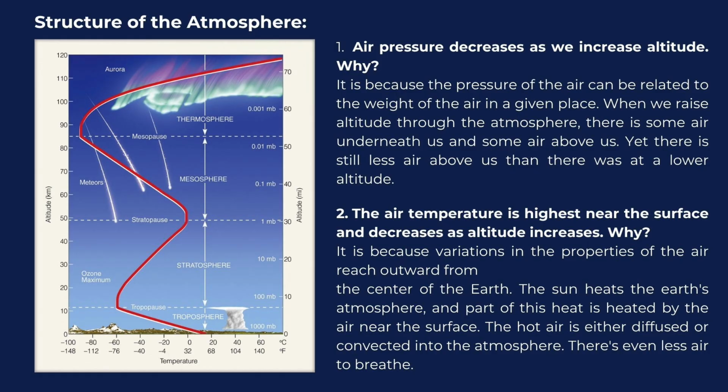Second, why is the air temperature highest near the surface and decreases as altitude increases? It is because variation in the properties of air reach outward from the center of the Earth. The sun heats the Earth's atmosphere, and a part of this heat is heated by the air near the surface. The hot air is either diffused or convected into the atmosphere. There's even less air to breathe.